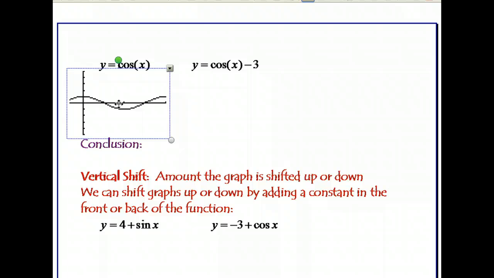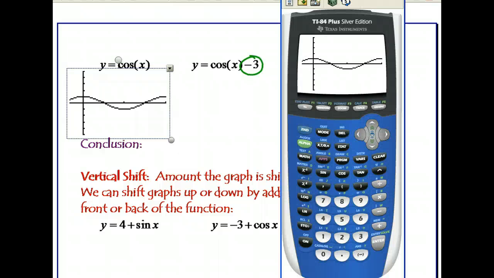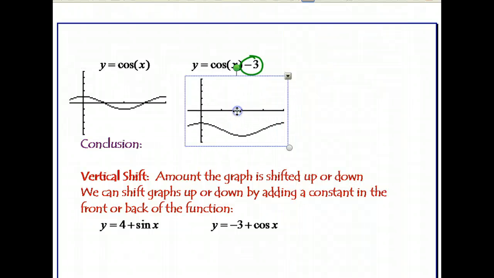Now, what do we think is going to happen with this -3? Well, I knew from the previous one that a +2 shifted it upward 2, so I'm going to make the guess that a -3 is going to shift it downward 3. But just to check, let's take a look. So -3. And we graph it. And let's drag this graph over.